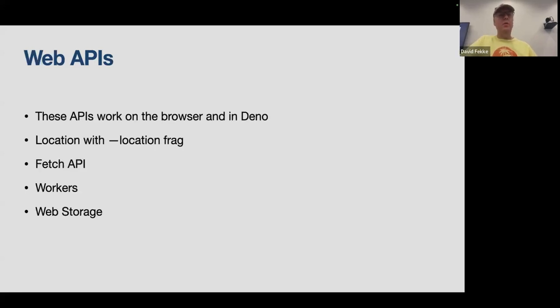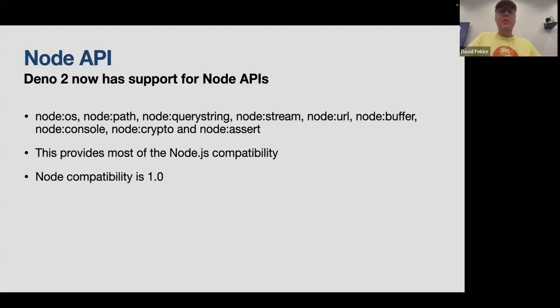So something else that's kind of cool about Deno is that they support all the standard web APIs. So if you're using the Fetch API or workers or web storage, it's all supported in Deno. And as I mentioned before, they also have support for all the Node APIs. So if you want to use, let's say, the built-in OS, path, query string, stream, crypto, assert, all that stuff is accessible and usable inside of Deno now. So that's really what's providing, I think, most of the Node.js compatibility inside of Deno, is that they've chosen to support the stuff that is considered to be the standard APIs that are part of Node.